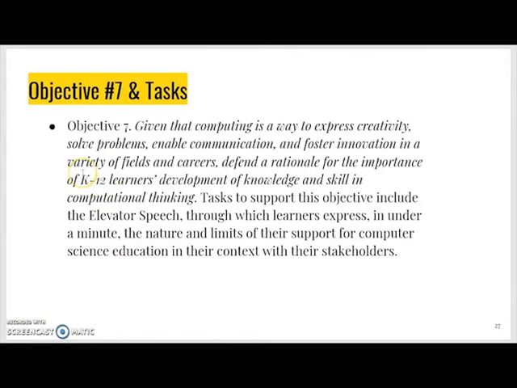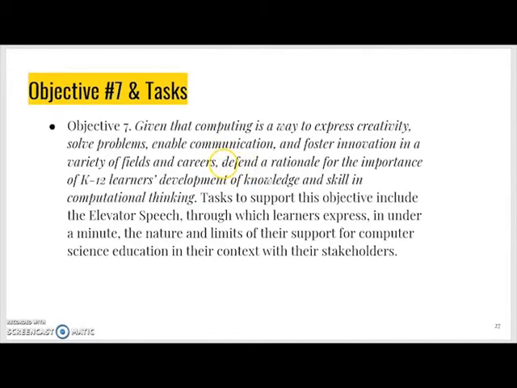Objective 7, given that computing is a way to express creativity, solve problems, enable communication, and foster innovation in a variety of fields and careers, defend a rationale for the importance of K-12 learners' development of knowledge and skill in computational thinking. They do this again through the elevator speech, which includes some pre-writing as well, and they're going to share this in a discussion board where they can kind of react to one another's elevator speeches.